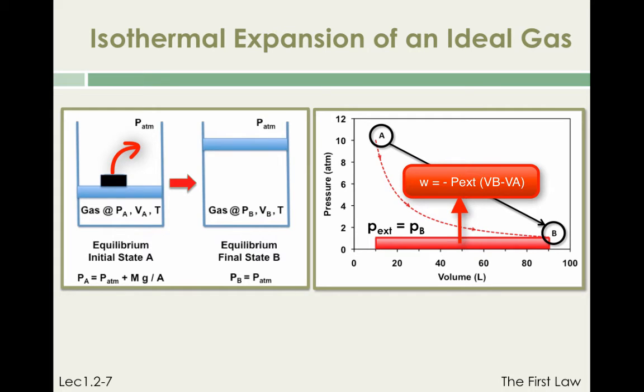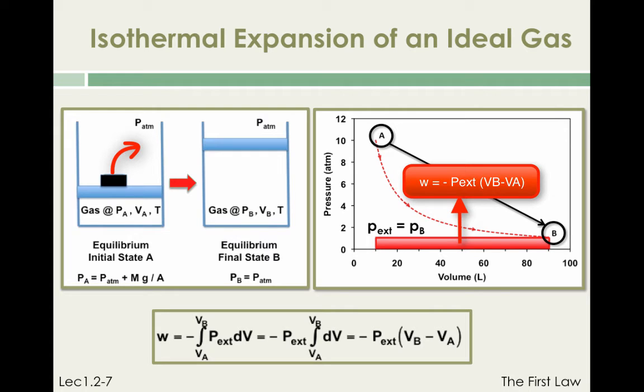Alternatively, we can use the expression for the work given by minus the integral of P external times dV between V sub A and V sub B. Since the external pressure is constant and independent of the volume between V sub A and V sub B, we can take P external outside the integral sign, and we are left with a very simple integration to carry out.